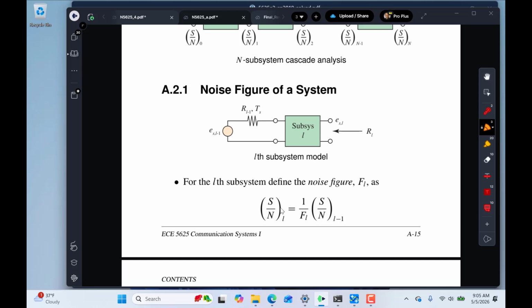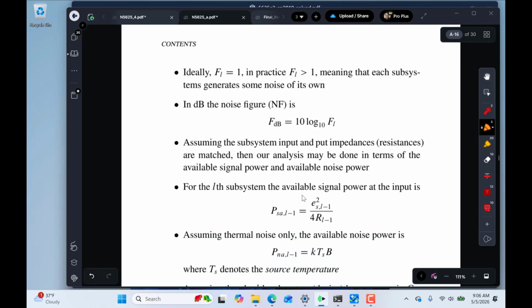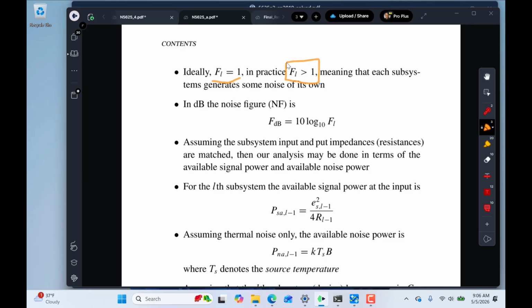So the noise figure is the amount that the signal to noise ratio drops as a result of going through this subsystem. So we have some temperature and we have some attribute of the subsystem that says that the S over N at the input is now going to get degraded by 1 over the noise figure. Ideally, if the noise figure is 1, there's no degradation, but the fact of the matter is there's no system except something at absolute 0 that's going to be 1. It's always going to be greater than 1.